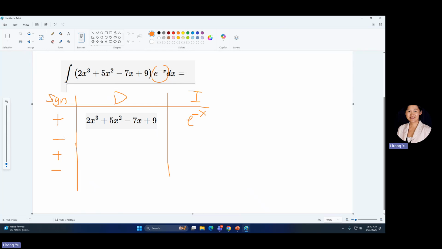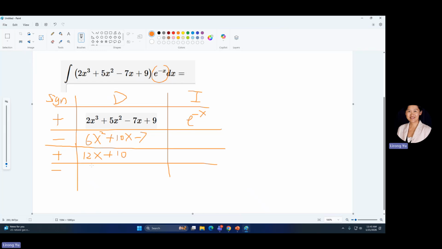So we're going to do it in a tabular method. Make sure the table is clear. We find the derivative of the middle one. The derivative of 2x cubed plus 5x squared minus 7x plus 9 is 6x squared plus 10x minus 7. Differentiate one more time, we get 12x plus 10. One more time, we get 12. And one more time, we'll have 0. That's where we stop.